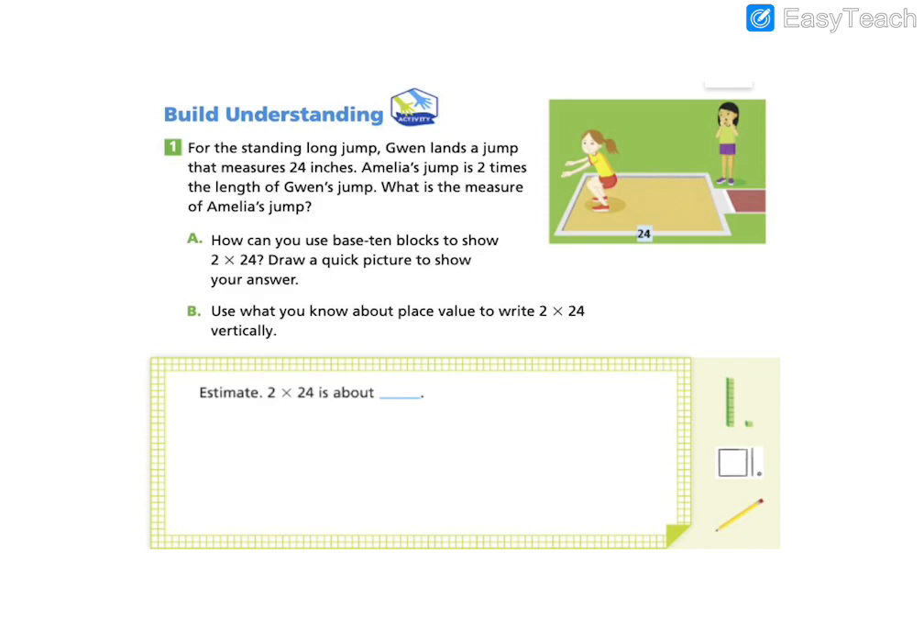All right, so let's go ahead and draw our picture. We have 24 and 2 groups of it. It's going to ask us about how much is that. Well, 2 times 24 is about 2 times 20 or about 2 times 25. So it's about 40 or 50.